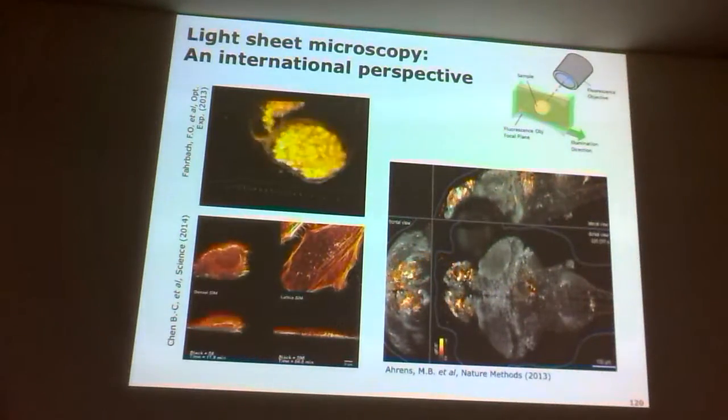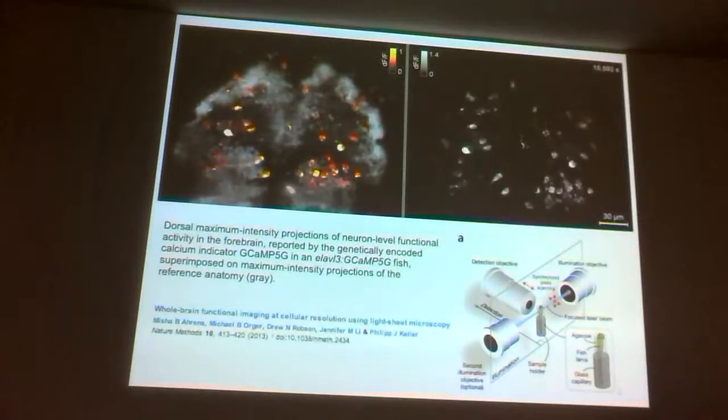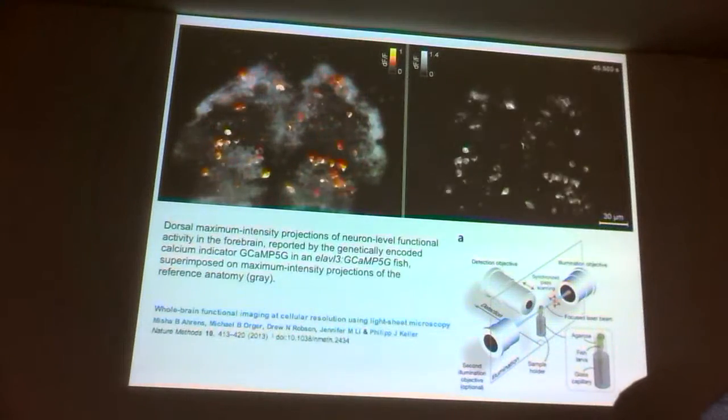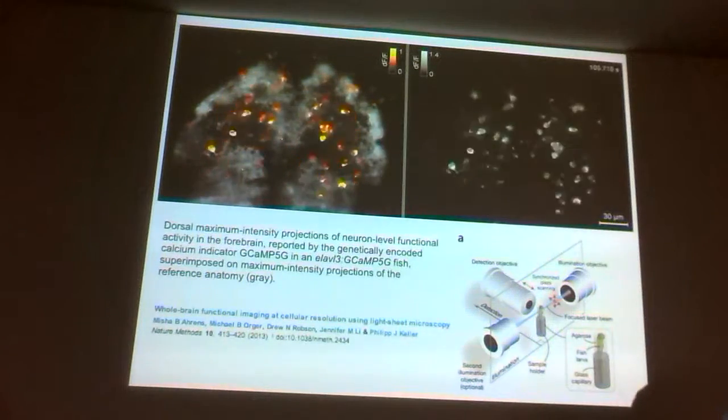So these are all really cool pictures. Are all these fluorescence? Yes. You can do a little bit of scattering. I know it's been done, but I think we'll hear about that in another talk, possibly.